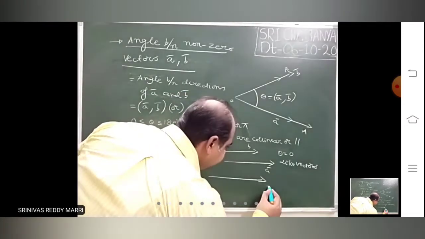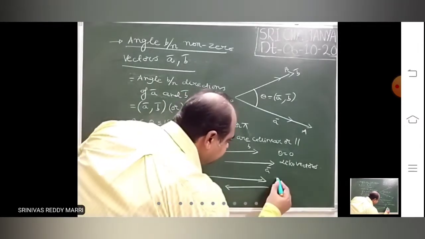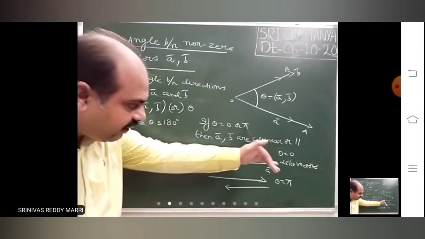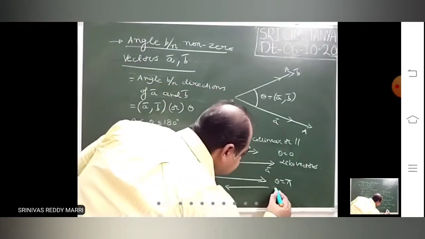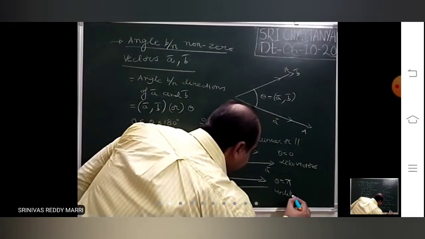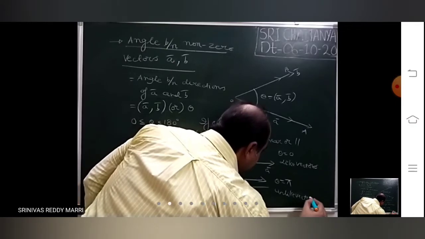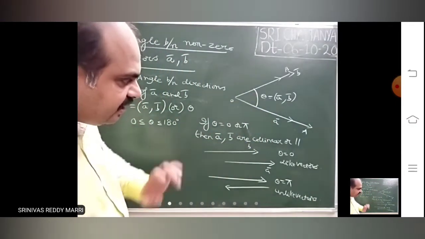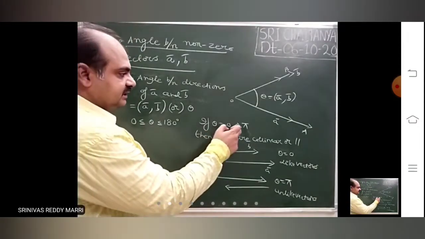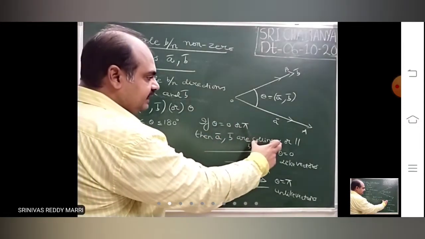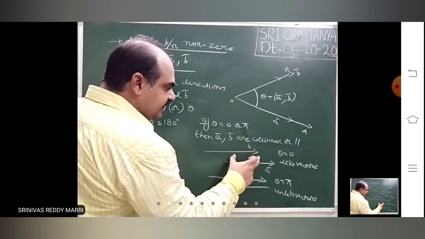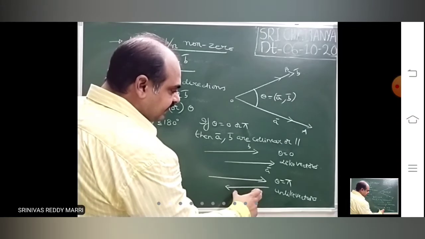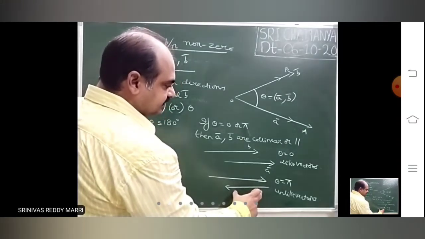Suppose if the angle between them is pi, they will have opposite direction. In this case, they are called unlike vectors. In both cases, these are called collinear vectors. 0 or pi, they will be collinear or parallel. In this case, collinear and having the same direction. In this case, collinear and having opposite direction.